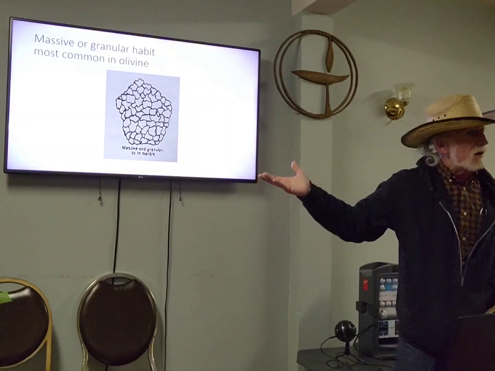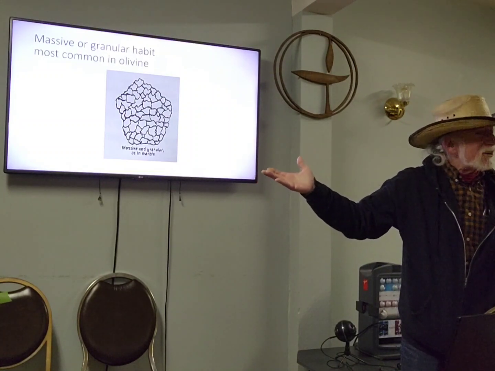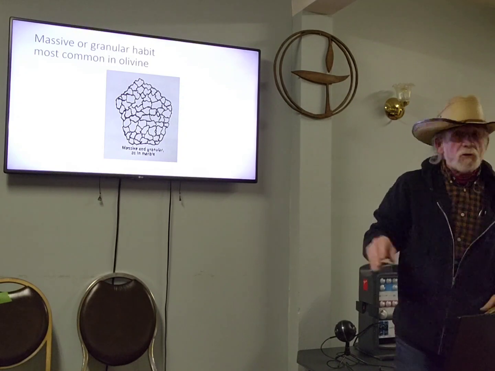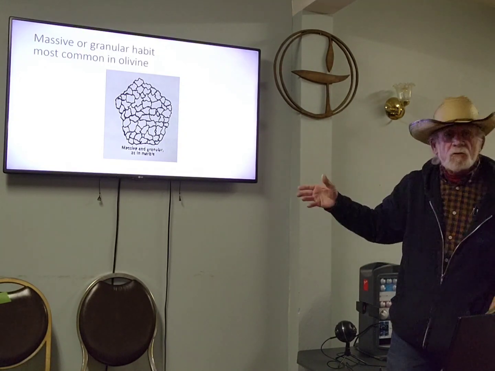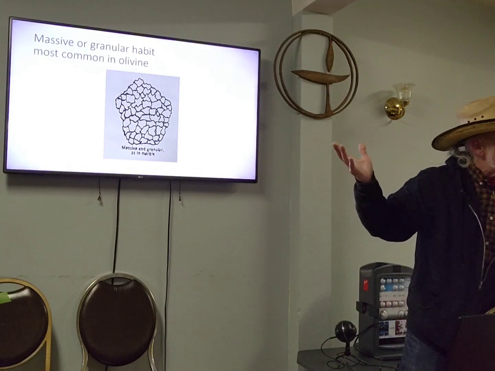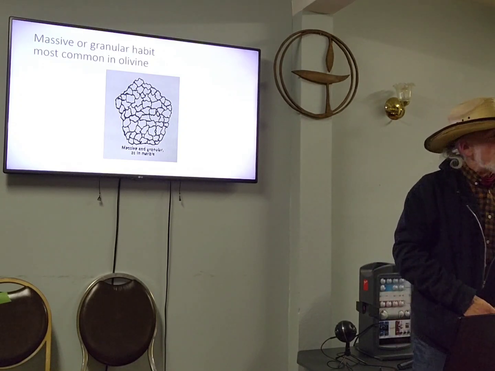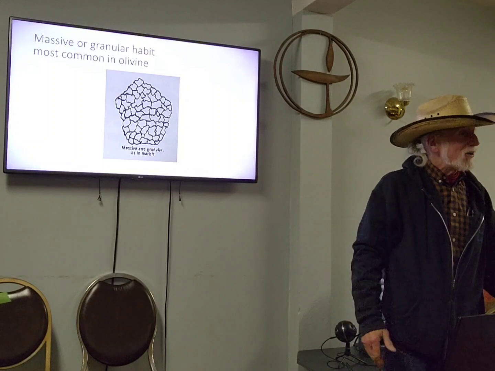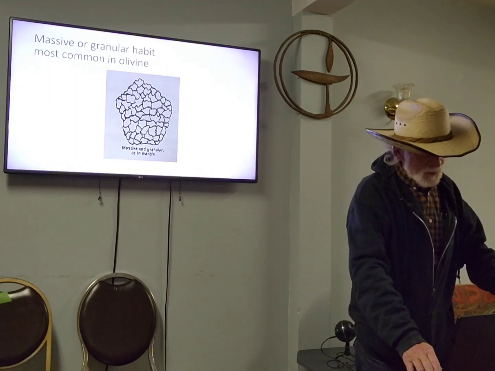Kind of looks like, I guess the best example is looking at a sandstone. The grains are just packed right into one another, and you don't see any possible flat sides. Okay, most of the time people call this massive. When you can't see any crystals, massive is a good term to use.